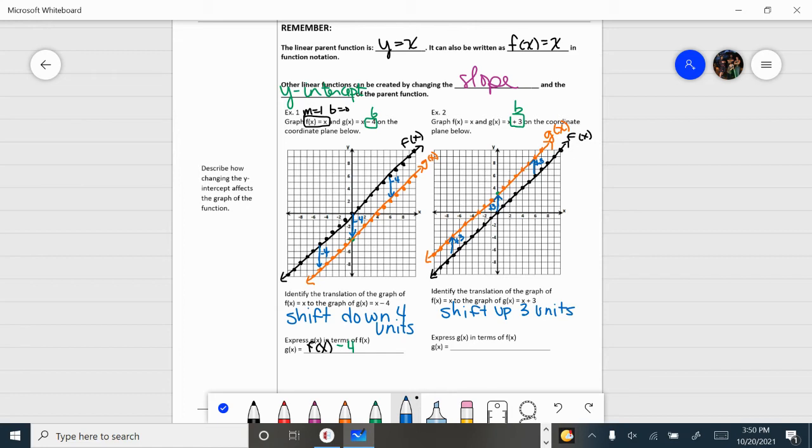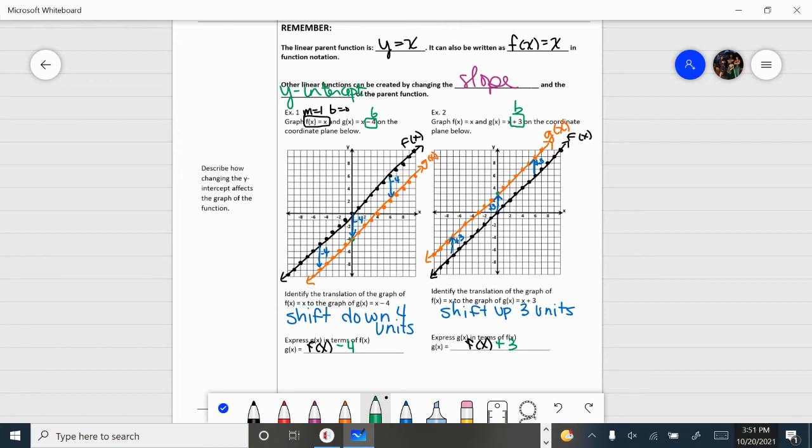And when we go to write our g of x in terms of f of x, we're just going to write f of x plus 3. So what we're looking at is just a change in our y-intercept. It's not changing the slope. But because it's changing that y-intercept, it's moving the entire line up with it.